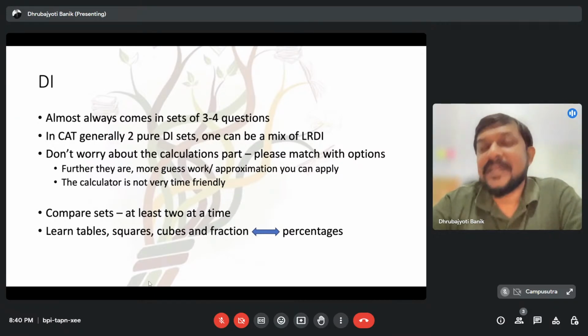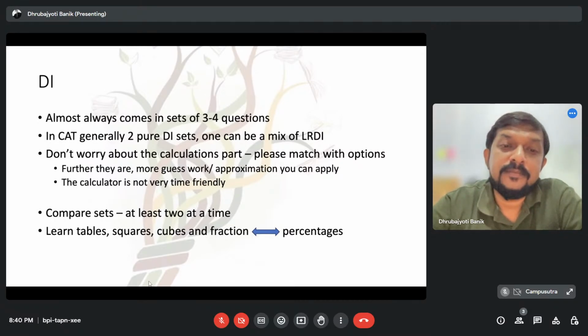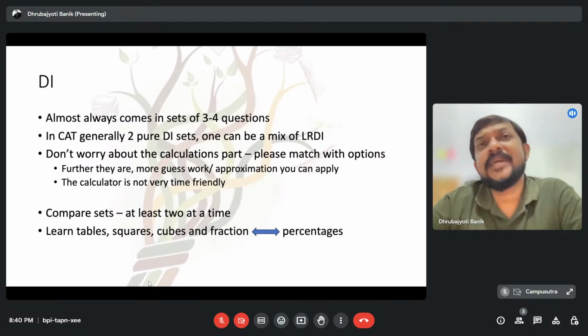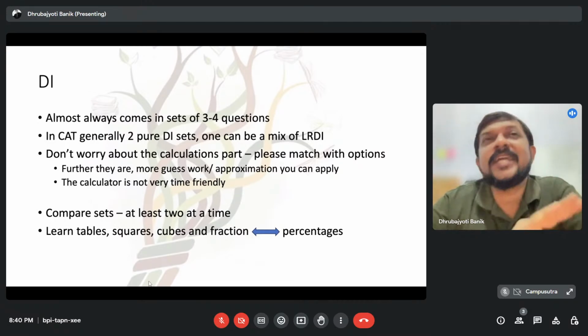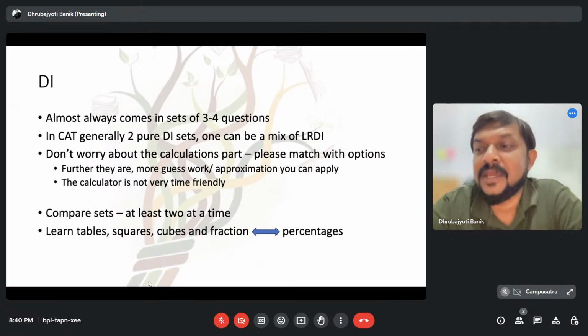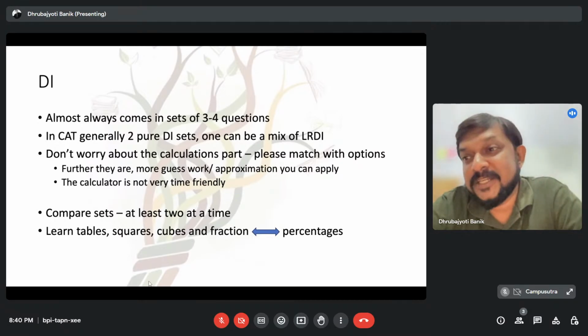Okay, generally it comes in a set of 3 to 4 questions. Going by the last 3-4 years, generally at least 2 sets come which are pure DI sets. When I mean pure DI set, I mean one which involves a fair amount of calculation.